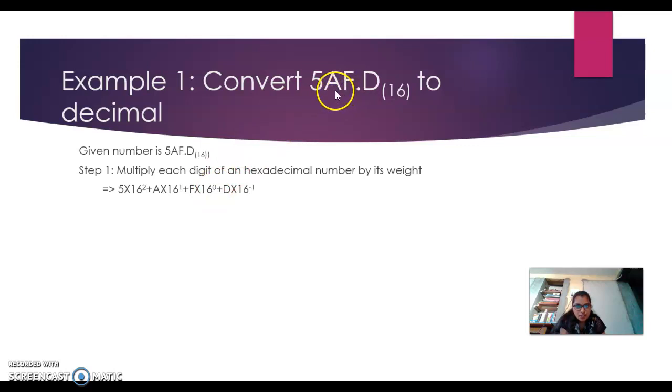F into 16 to the power 0 plus A into 16 to the power 1 plus 5 into 16 to the power 2 plus D into 16 to the power minus 1. Simplify it. 5 into 16 square plus A into 16 to the power 1 plus F into 16 to the power 0 plus D into 16 to the power minus 1, which can be written as 1 by 16. Simplifying again, D into 1 by 16 is 0.0625.